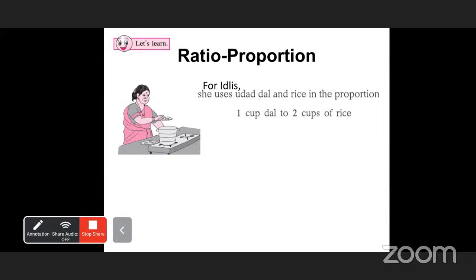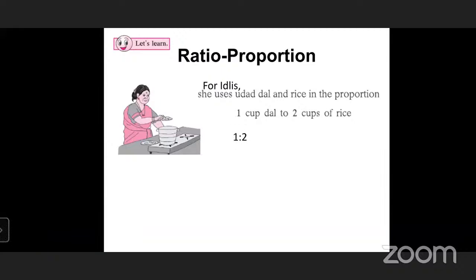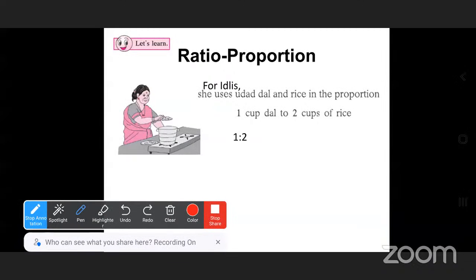So instead of always saying 1 cup of dal to 2 cups of rice, we can directly say the dal to rice ratio is 1:2. When we say 1:2, it means that if you're taking 1 cup of dal, then you're going to add 2 cups of rice to it.